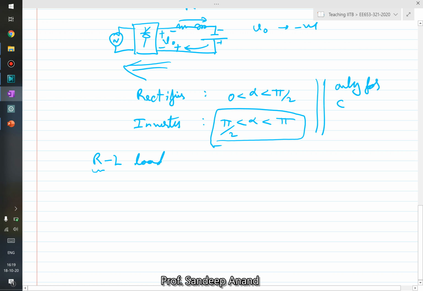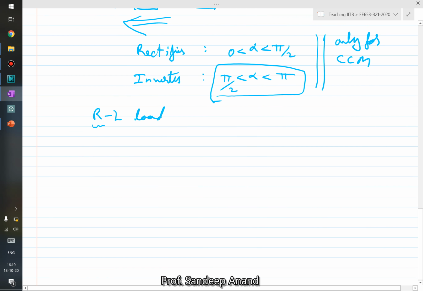for continuous conduction mode. If the current is continuous, then yes, this is true, because if the output voltage polarity changes, the current is still in the same direction and this would mean the power would flow back. But if you have, for example, an RL load, that is not necessary. I'll show you how. Let's talk about the second phase.